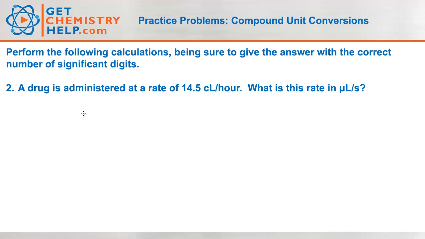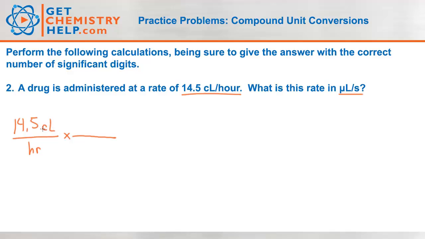This one says a drug is administered at a rate of 14.5 centiliters per hour. What is this rate in microliters per second? Okay, so 14.5 centiliters per hour. And we're trying to go to microliters per second. Okay, so the first part, we can do the top, centiliters into microliters. Well, they both have the same base unit of liters in common, so let's convert through liters. So we can go from centiliters to liters, and then liters to microliters.